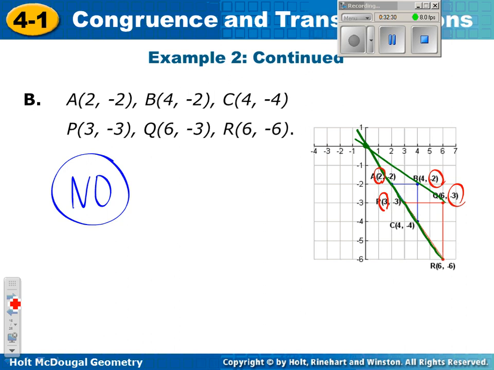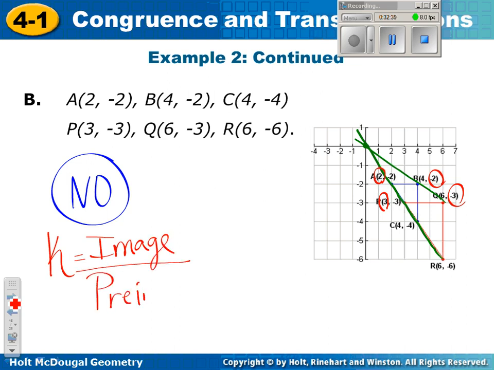So here's the rule that I want you to write down in your notes. K is always equal to the image divided by the pre-image. It doesn't matter where the center is. Whatever the image length is divided by the pre-image length is always your scale factor. Now, if the center is at the origin, you can just use the coordinates. If the center is not at the origin, you need to use the length of the side. So I'm going to work it that way just to show you what I mean.